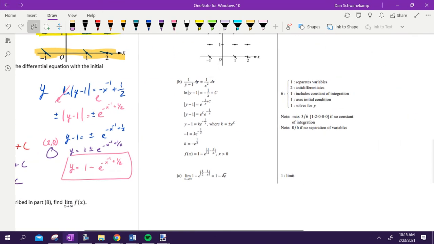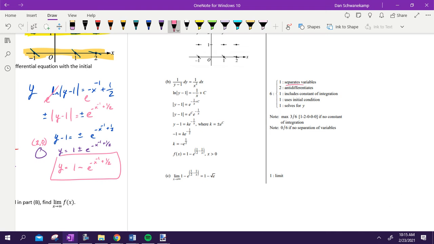Or actually, I lied to you. They gave them 6 points on this one. 1 point if you just included plus c. If you wrote plus c, you scored a point on that one. They gave you 6. Everybody good to there?